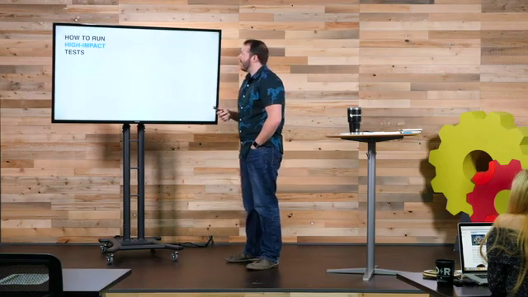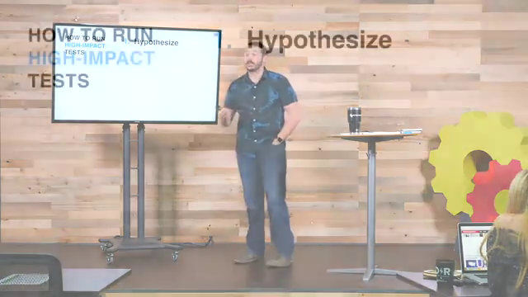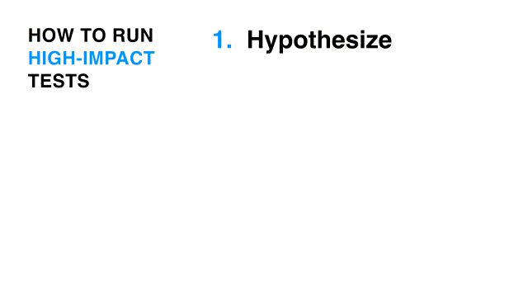All right, so how to run high impact tests. We break this down. In the first step, you have to set up a hypothesis, and we're creating that essentially when we do our 15-point audit. When we look at our 15-point audit, we find the opportunity area. We just need to put it into the form of a hypothesis. Ready? Then you build it.